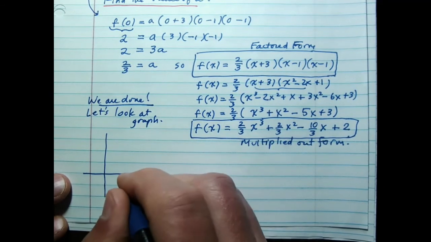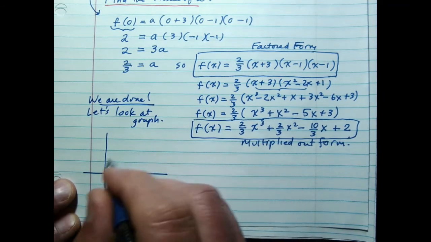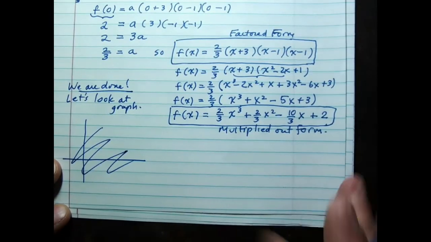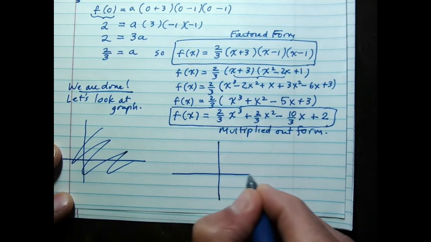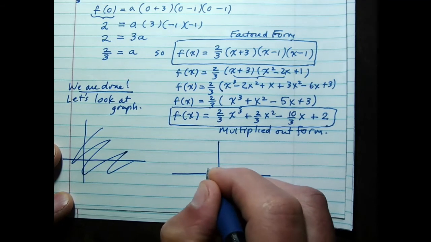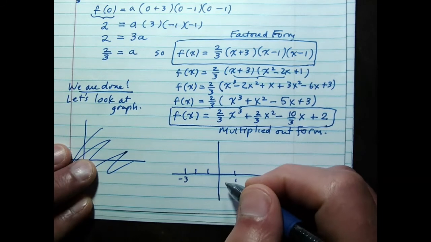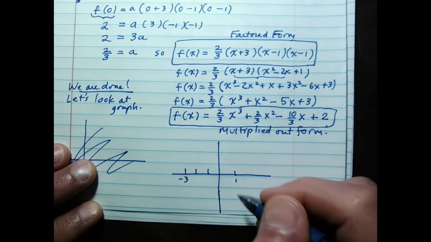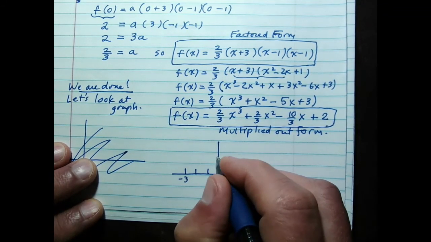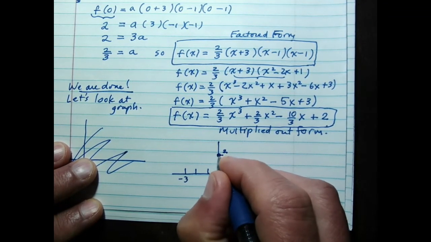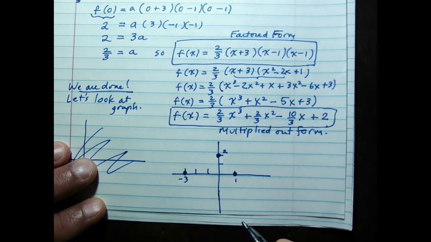We know we have a 0 at 1 and -3. I'm going to draw a new coordinate axis because I drew my y-axis too far. All right. So here's 1, and -3. We know what the y-intercept is. F of 0 is 2. So we know we have x-intercepts at 1 and at -3.